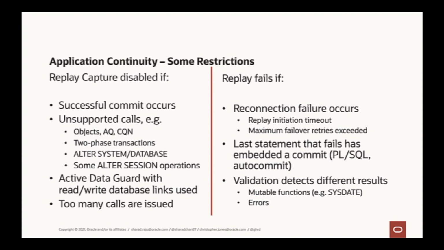There are some restrictions. I mentioned that these are being reduced and improved all the time. So just check your database manual to see what the latest is. Some unsupported calls are things like objects and advanced queuing. There was one thing which you may know in the C world: we used to have a limit on the number of calls, the amount of work, that we could record. And for some reason, the C stack had a lower limit than the Java stack. So people in those environments were wondering about that.